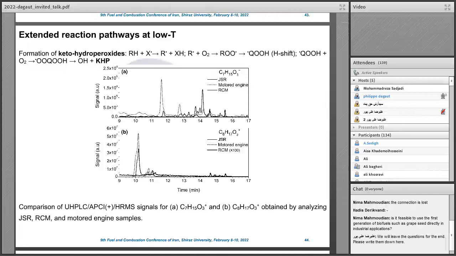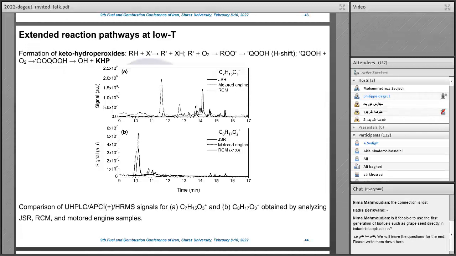So the experiments were performed with a mixture of isooctane and n-heptane, 50-50, and we did some liquid chromatography analysis, and we followed the ions characteristic of this ketohydroperoxide, either coming from n-heptane or from isooctane.